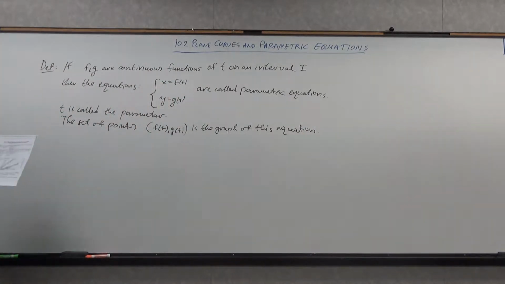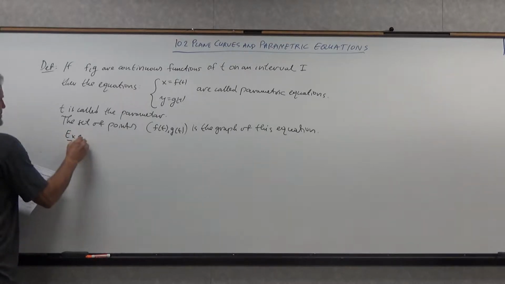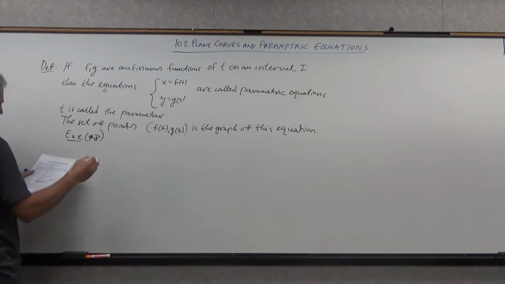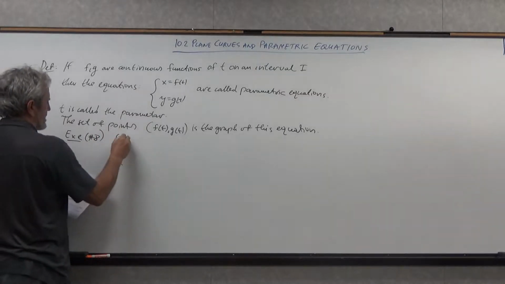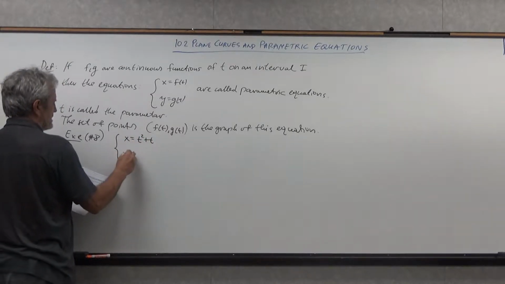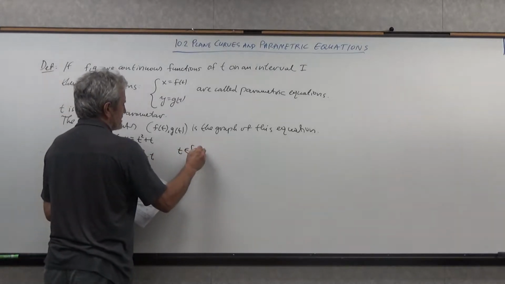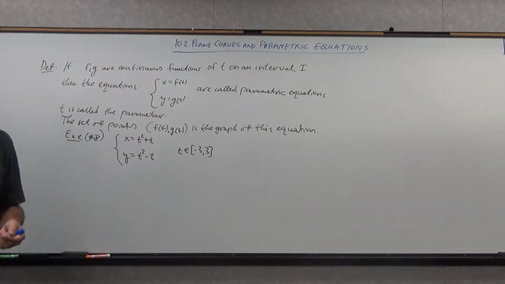So here is the example. We'll label it as number 8. X equals t squared plus t, y equals t squared minus t, t belongs to negative 3 to 3. I think that this example will help us understand what's going on here, and also why it is important. Why do we need it when we already have a couple of other ways to describe curves?